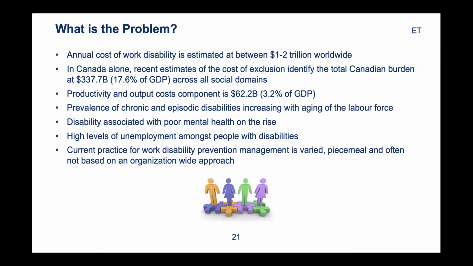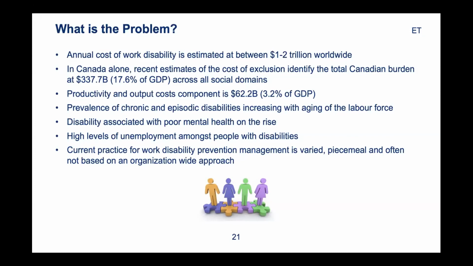So annually, the cost of work disability is estimated between $1 and $2 trillion worldwide. That's a yearly cost, and I'm guessing it's very highly underestimated. In Canada alone, this is some work that I've been involved in with ESDC, we estimated that the cost of excluding people with disabilities from full participation in various social domains, not just work, amounts to about 17.6% of GDP annually. The work part of it, the productivity and output losses in industry alone, is about 3.2% of GDP annually. So huge numbers we're talking about.